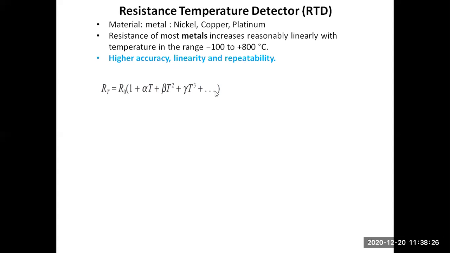So this is to represent the characteristics of the resistance of an RTD, right? This expression is for the resistance as a function of the temperature that it is subjected to. T is the temperature that it is subjected to, and alpha, beta, gamma are the temperature coefficients of resistance, and show how the resistance is sensitive to temperature. They say how the resistance is affected by the temperature. R naught is the nominal resistance at 0 degrees Celsius, and RT is the resistance at temperature capital T.